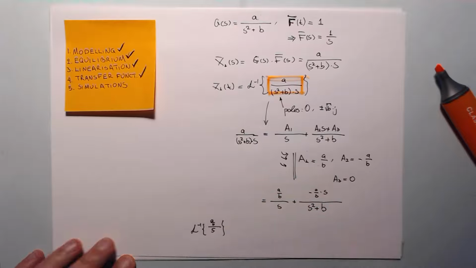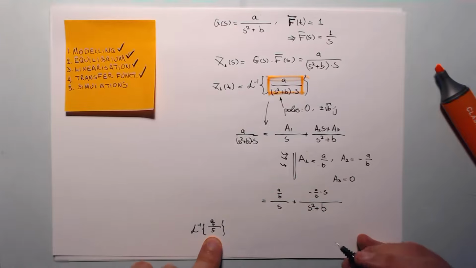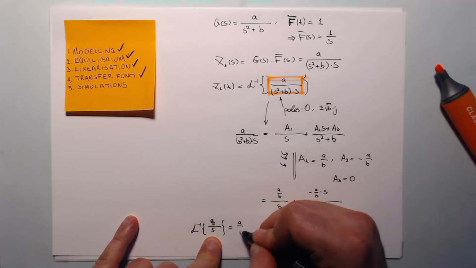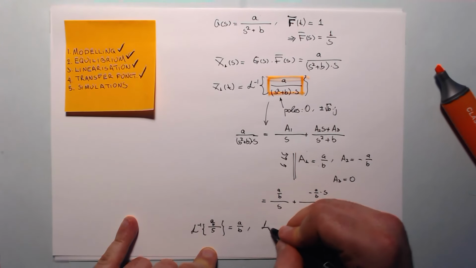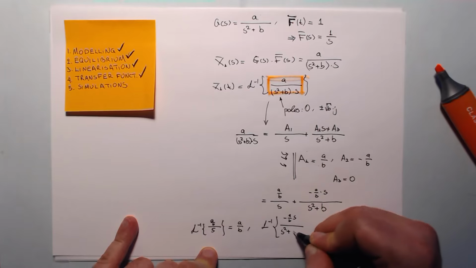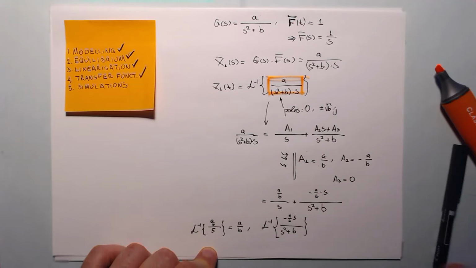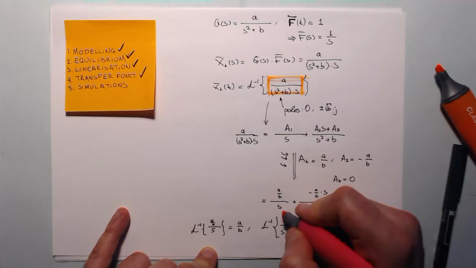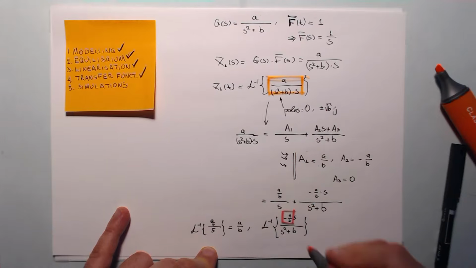Let's do it term by term. What is the inverse Laplace transform of that? It is just a over b. And what is the inverse Laplace transform of the second term? That is quite easy now. It's easier than what we did before. Minus a over b, I see here. Why don't we move it outside?